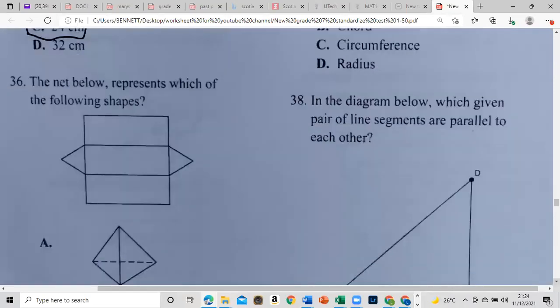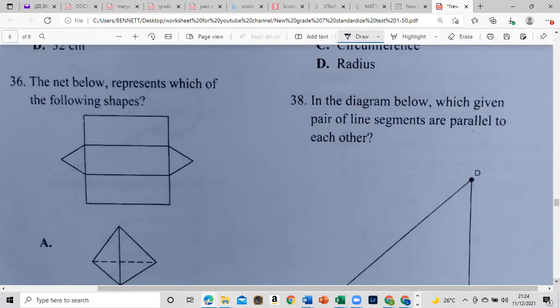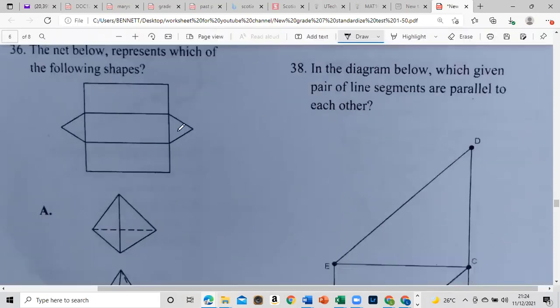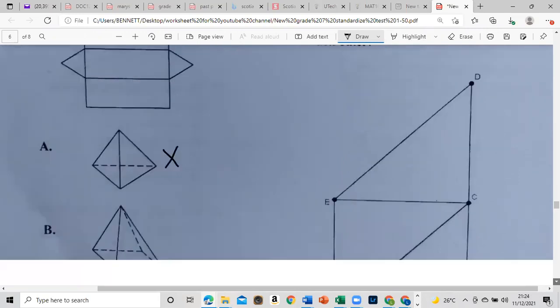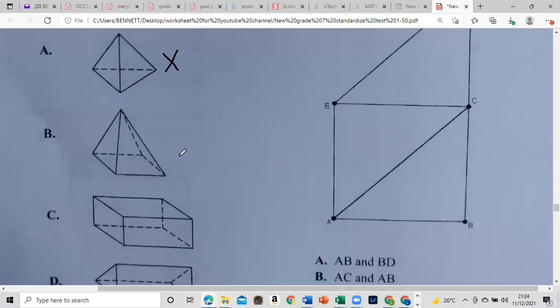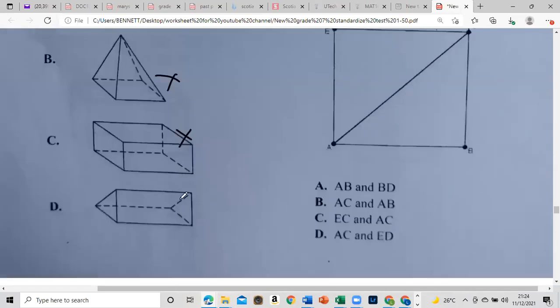The net below represents which of the following shapes? Alright, so these are the nets. I'm going to say which one of them here. Alright, so we know it's a rectangle base, right? And then the triangle. So alright, we'll see. Don't have a rectangle base, right? And this here. Definitely not this. There must be the one. Yeah, definitely B. Definitely B.